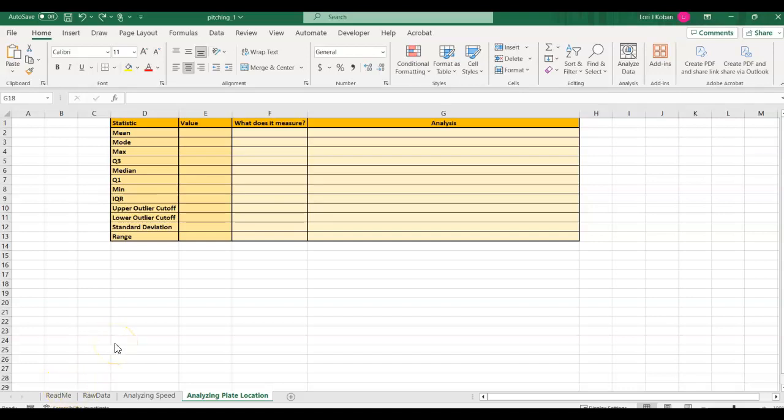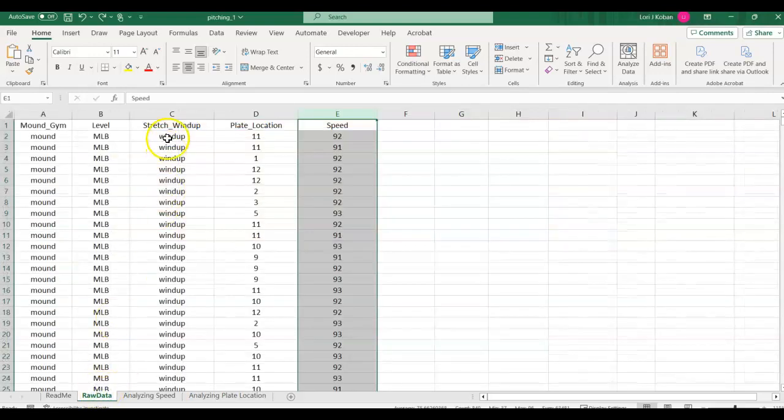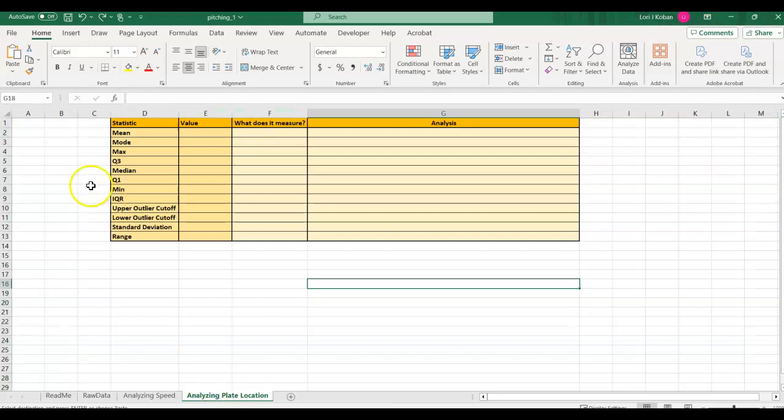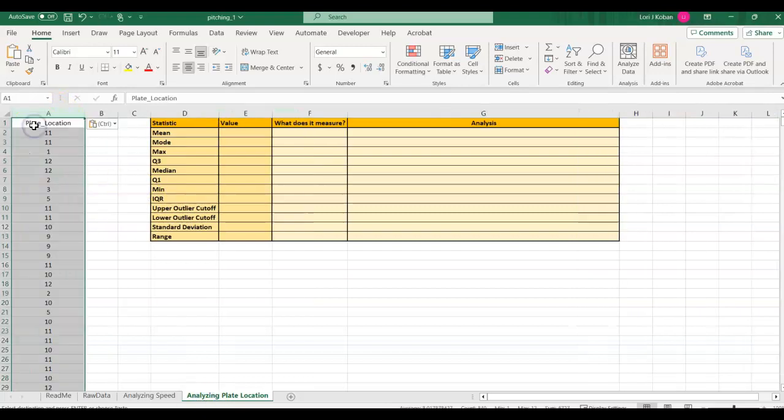Let's now shift to categorical data instead of numerical data. We have several categorical variables: the mound gym, the level, the stretch windup, and the plate location are all categorical. Let's look at the plate location though. So I'm going to copy the plate location over to the Analyzing Plate Location tab.